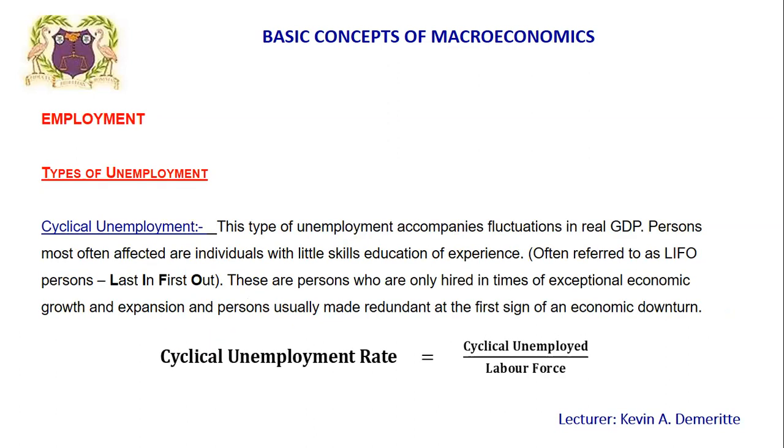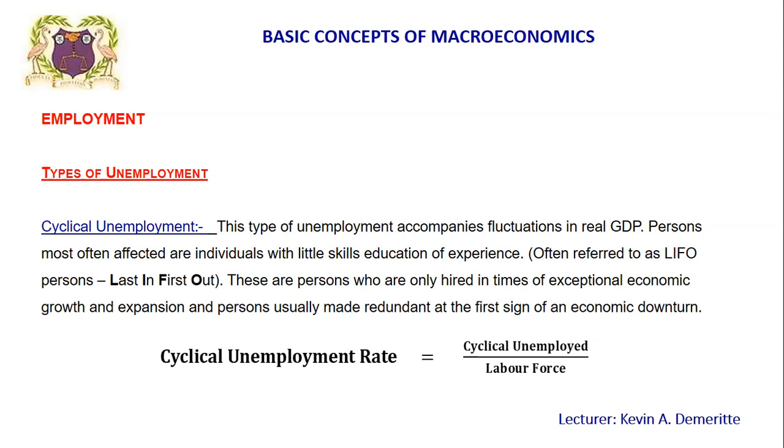Now, there are 3 specific types of unemployment that we certainly want to spend a lot more time and attention on. The first is called cyclical unemployment. Cyclical unemployment is the type of unemployment that accompanies fluctuations in the economy, fluctuation in real GDP.